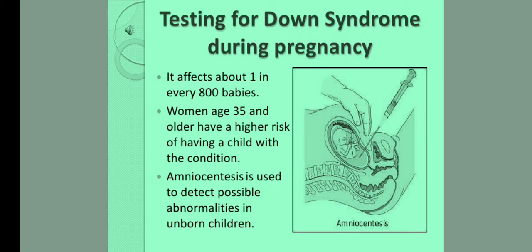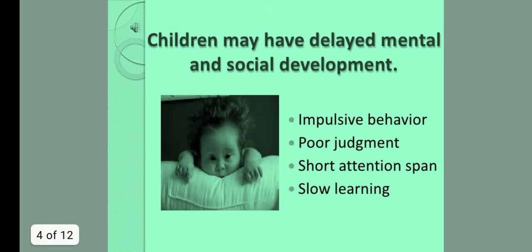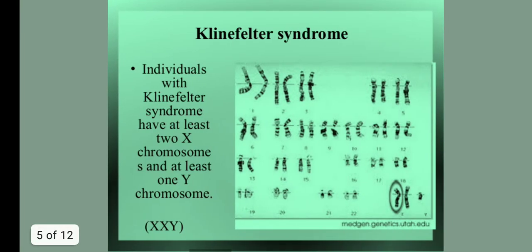And students, how can we detect whether somebody is suffering from Down syndrome or not? Amniocentesis is used to detect possible abnormalities in unborn children. You can see here the children may have delayed mental and social development. They may show slow learning, poor judgment. They may have a short attention span, or they may show impulsive behavior.